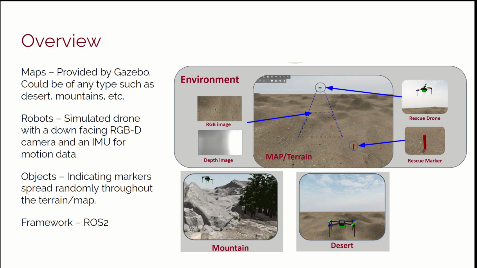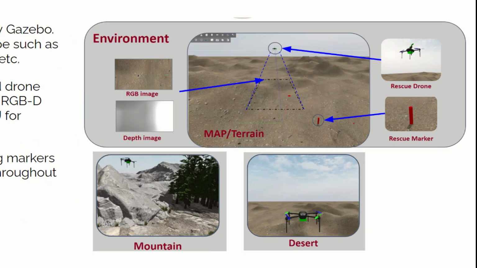We are using a Gazebo environment with a drone running ROS2. We are primarily comparing two different types of terrains provided by the Gazebo repository. The rescue markers, or lost hikers, are represented by red markers, as seen in the picture. These rescue markers are randomly distributed throughout the terrain or the map.